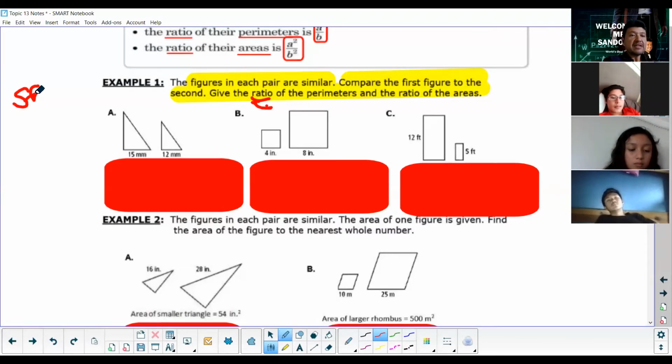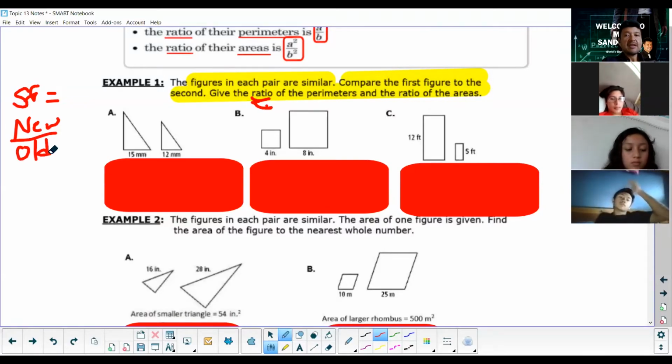In this case, Max, how do you find, what's the equation for scale factor? New over old? Yeah, new over old, right? Okay, good. So in this case, you have the benefit that you could use whichever one you want to be new over old. So we'll do this one.